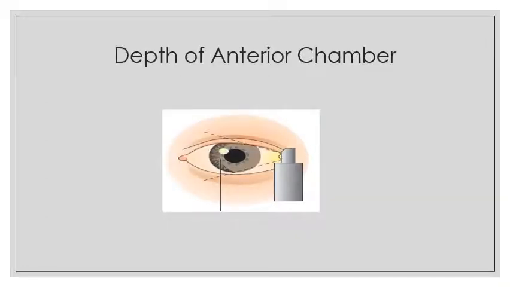The depth of the anterior chamber is an important sign of different ocular disease. It can be estimated roughly using the pen torch. Apply the pen torch from the temporal side of the eye. Use the light to illuminate the eye at the same level of the eye.